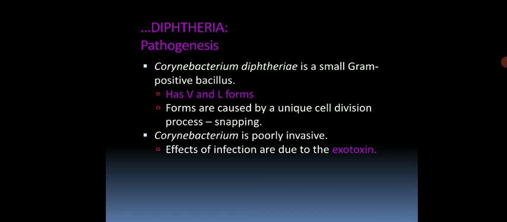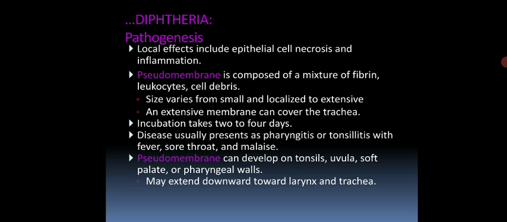In case of pathogenesis, Corynebacterium diphtheriae is a small gram positive bacillus, has V as well as L forms, and shows a unique cell division process, that is snapping, and Corynebacterium is poorly invasive and effects of infection are due to the exotoxin. In case of pathogenesis, local effects include epithelial cell necrosis as well as inflammation, and the pseudomembrane is composed of a mixture of fibrin, leukocytes as well as cell debris. So in diphtheria, a pseudomembrane is developed and it contains a mixture of fibrin as well as leukocytes and cell debris. So size varies from small and localized to extensive, and an extensive membrane can cover the trachea.